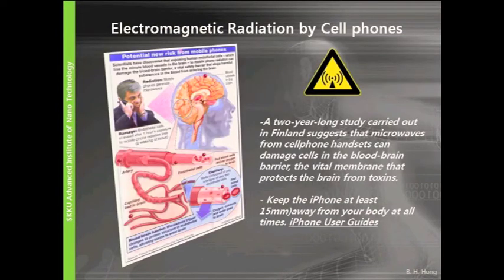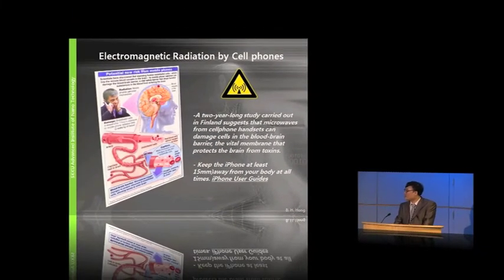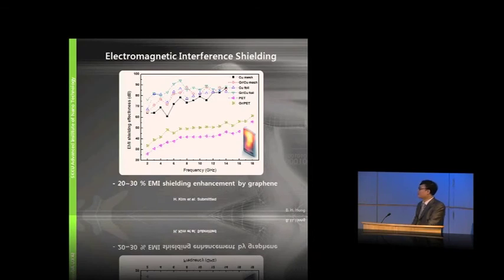In addition, Apple recommends that iPhone users keep their cell phone at least 15 millimeters away from their body, because of the electromagnetic radiation from the cell phone. And you know, graphene has very strong electromagnetic interference shielding property over a very large range of wavelengths. So I think we can get 20 to 30% EMI shielding by using graphene films.